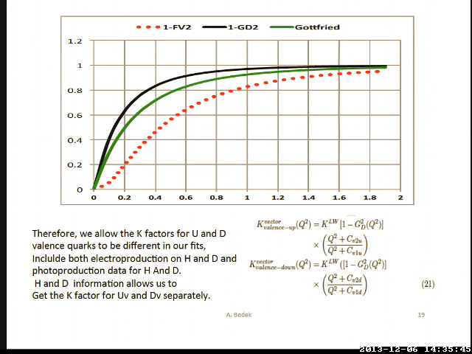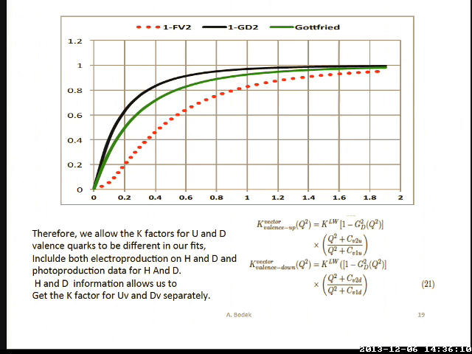The green one is what Gottfried said it should be for the proton, and this is just the dipole form. What's on the axis? Q squared. So at high Q squared, the elastic form factors go to 0, and everything works. All those things work fine.